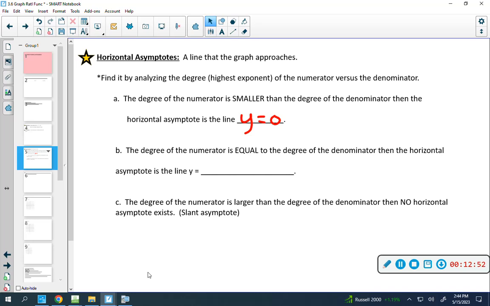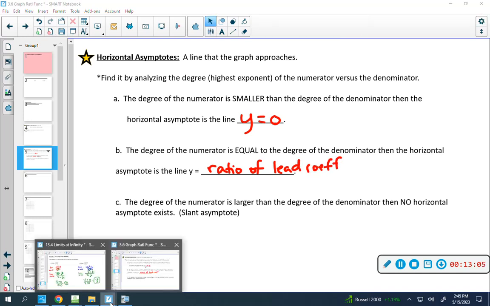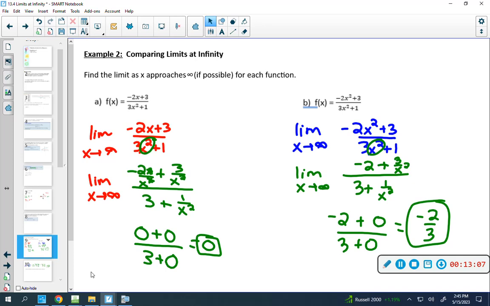I also knew that when the degrees are the same, squared and squared, so letter B, it is the ratio of the lead coefficients. So I saw those squareds and I knew it was negative 2/3 with no work.